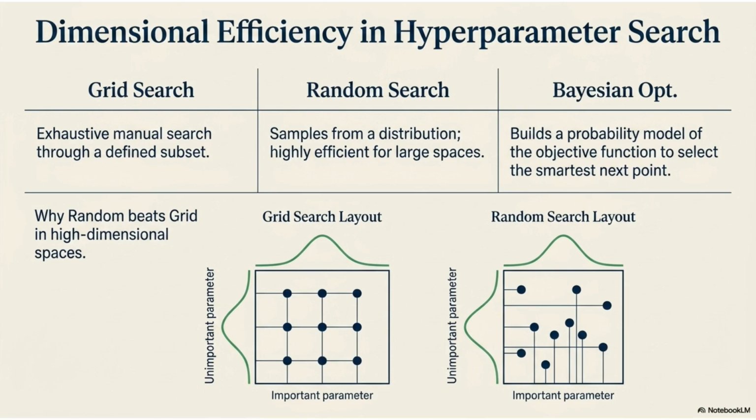Grid search is systematic but slow. Random search is often more efficient for large spaces, while Bayesian optimization is the most intelligent approach, using prior results to predict which configuration should be tested next.